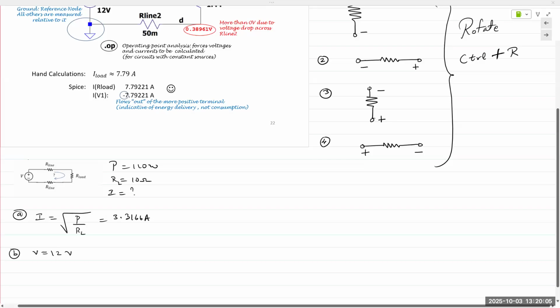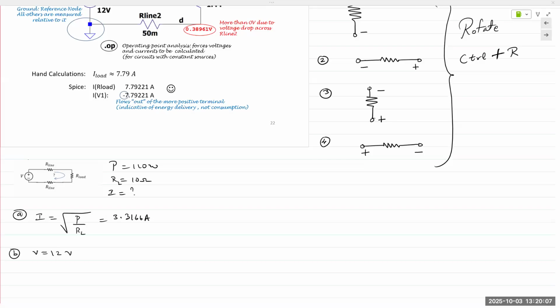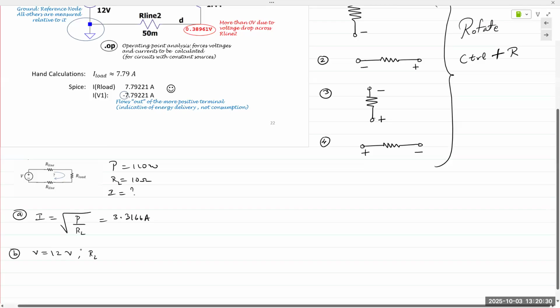So then what do you all think we can do after this point? We have the voltage, we have the total current, we have the load resistor. What equations come to mind? If we want to find the value of R line, what values come to mind? Anyone?